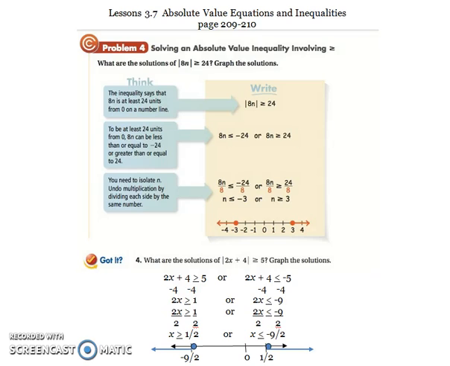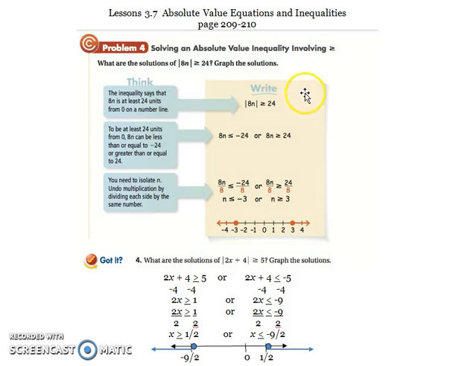Lesson 3.7, Absolute Value Equations and Inequalities, page 209 to 210. Problem number 4, solving an absolute value inequality involving greater than or equal to. What are the solutions of the absolute value of 8n greater than or equal to 24?